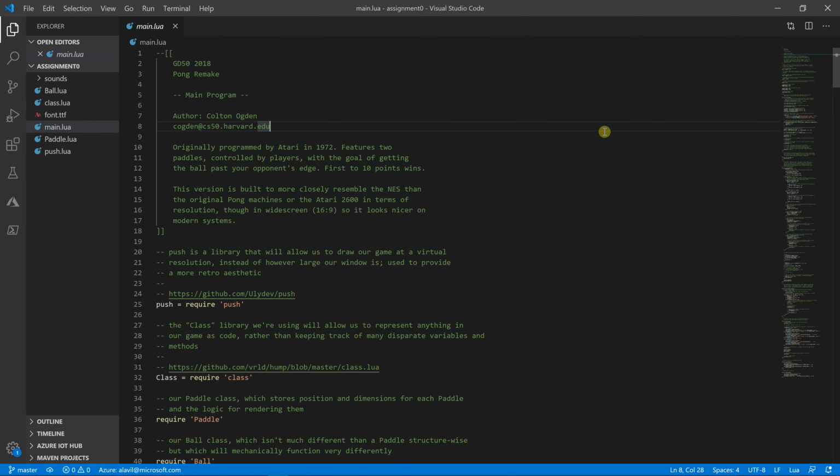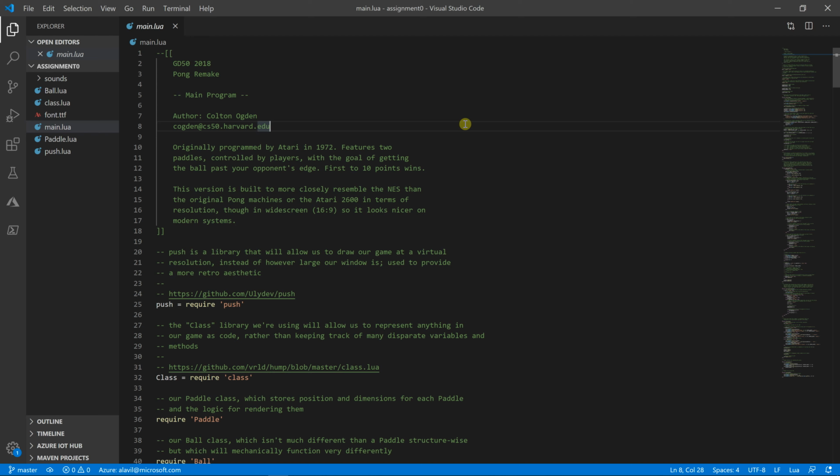All right. Welcome to the CS50's Introduction to Game Development assignment number 0. In this assignment, we are asked to implement an AI-controlled paddle, and it could be either the left or the right. In my case, I decided to implement the right paddle. So the right paddle is AI-driven, AI-controlled, such that it will try to deflect the ball at all times.